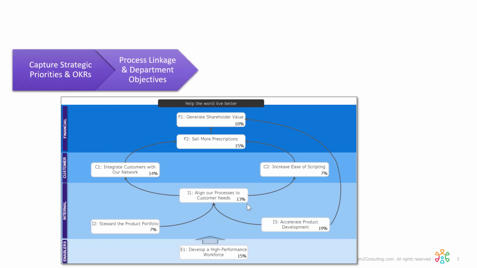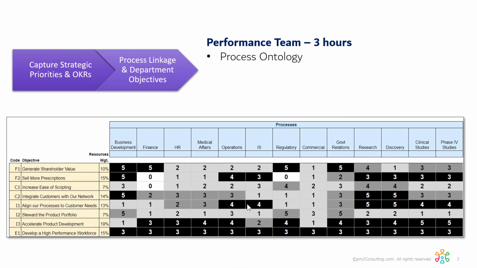Now, that gets passed to what I'm going to call the performance team. So to your direct reports, high potential people in the organization. And what they're going to do is first off what we call an ontology. The ontology is an organizing structure for your organization. On the left, we put those strategic objectives and weightings. And across the top, we put your core processes. And the idea is we score the impact of each process on each objective.